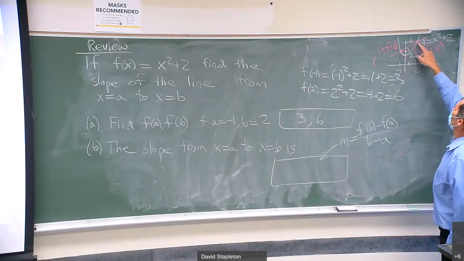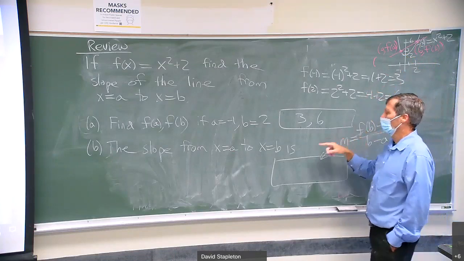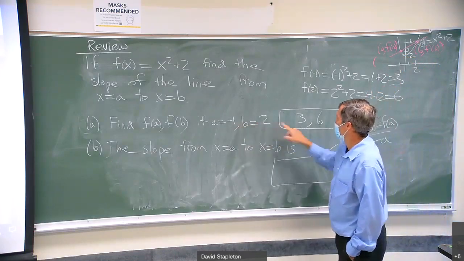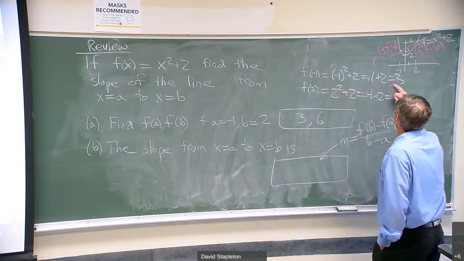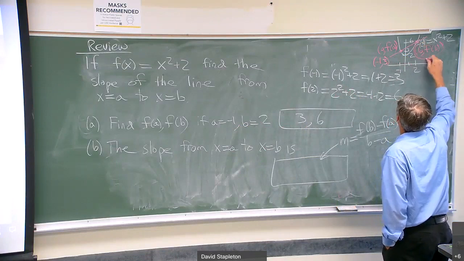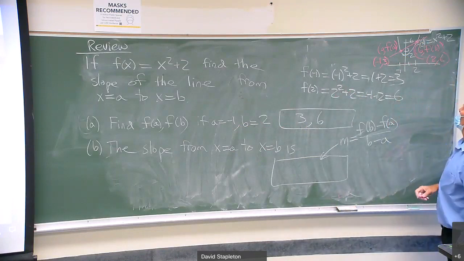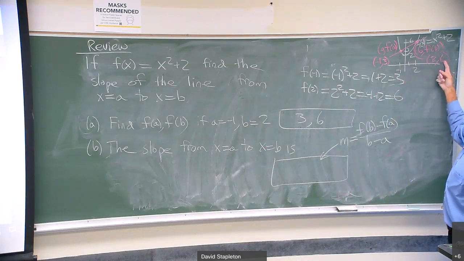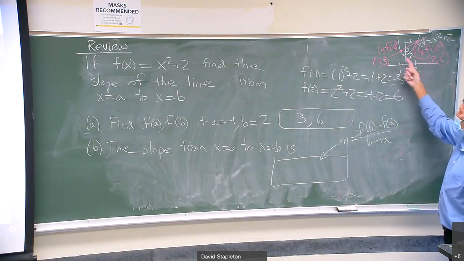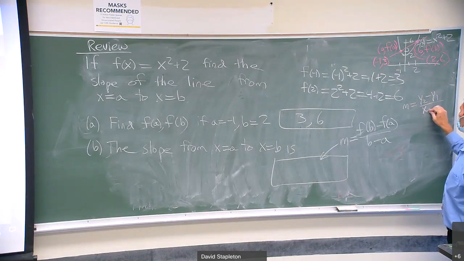So these coordinates we calculated are -1, 3, and 2, 6 just by plugging in. Let me know if this red is too hard to read. And so the slope through any two points is just y2 minus y1 over x2 minus x1. And that from before, it's the difference in the y coordinates over the difference in the x coordinates.